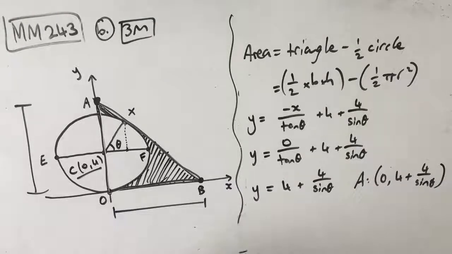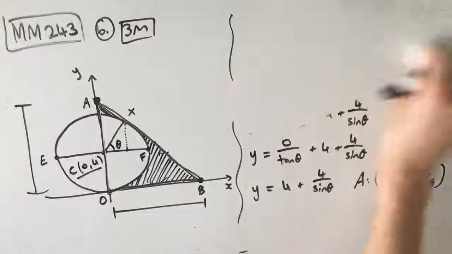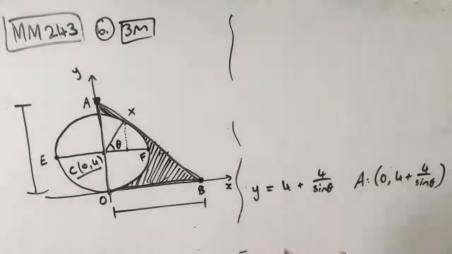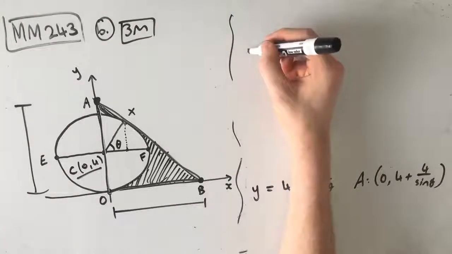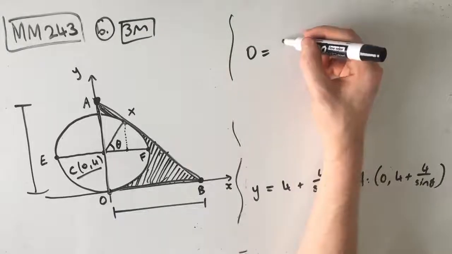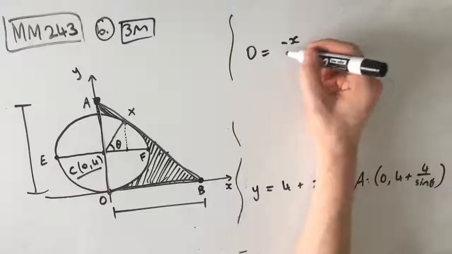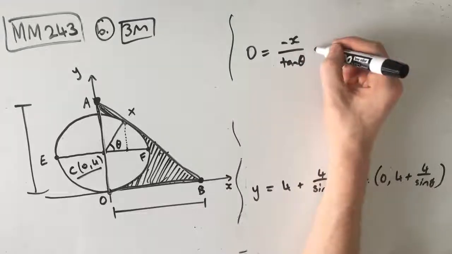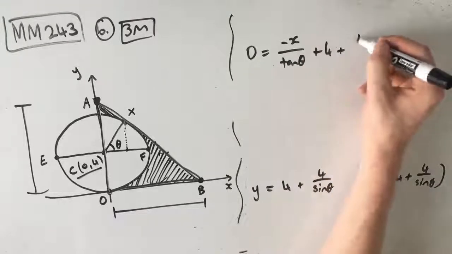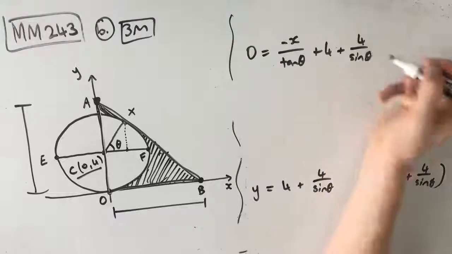That's all good. And now we need to find our B value. So our B value is our x-intercept. So that means that y is equal to 0. So we get 0 equals -x over tan theta plus 4 over sine theta.